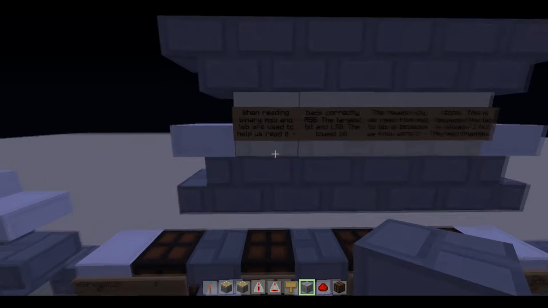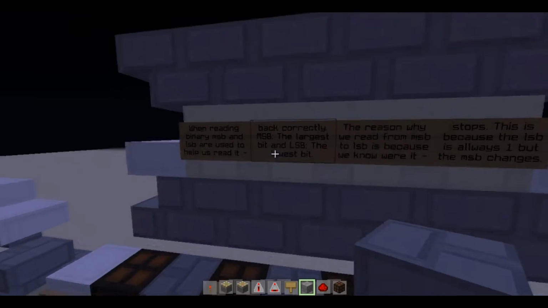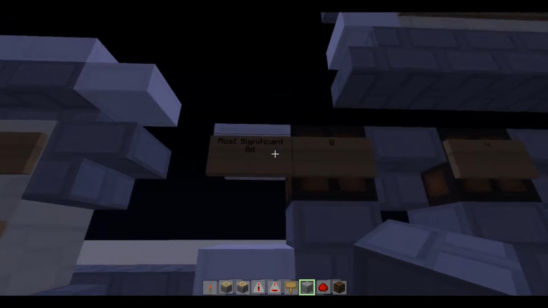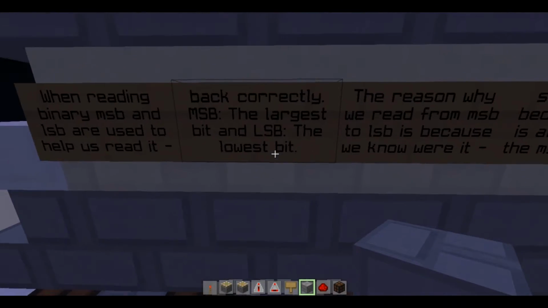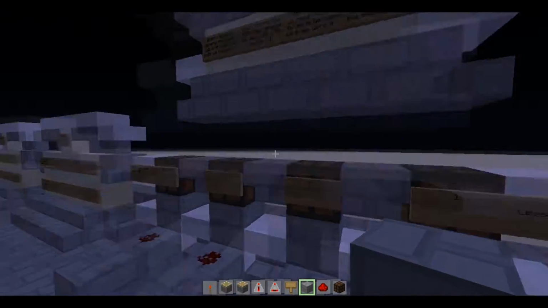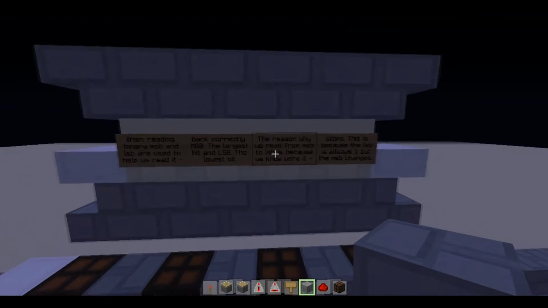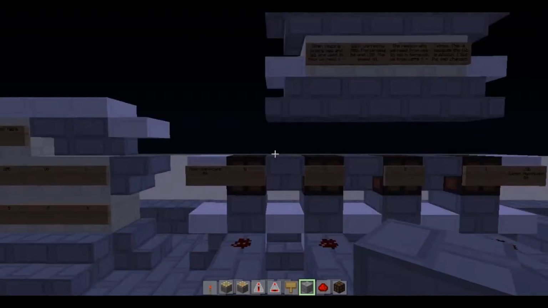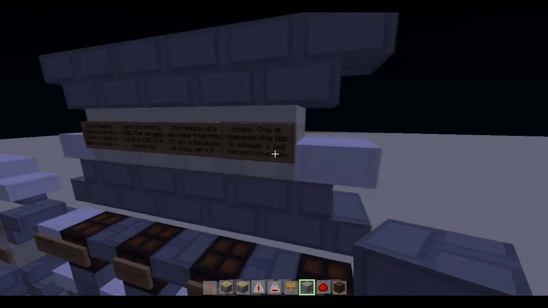So when reading binary, MSB and LSB are used to help us read it back correctly. MSB is the largest bit, so the largest bit you're using. For us in this example, it's 8, and the LSB is the lowest bit you're using. So that is always going to be 1, because remember, binary always starts at 1. So the reason why we read from MSB to LSB is because we know where it stops.